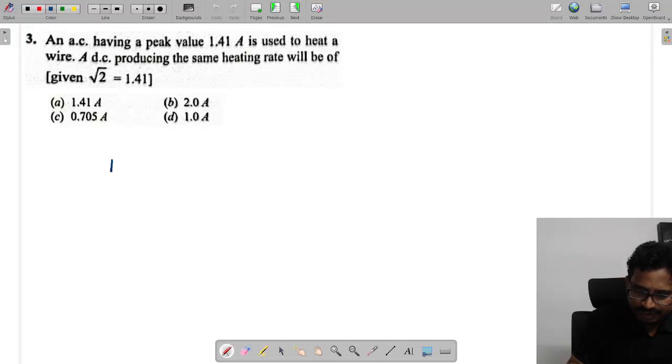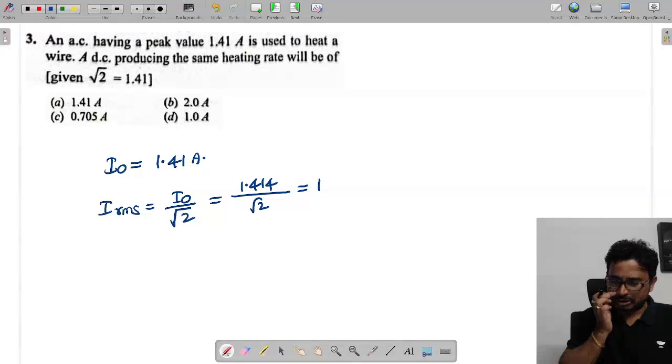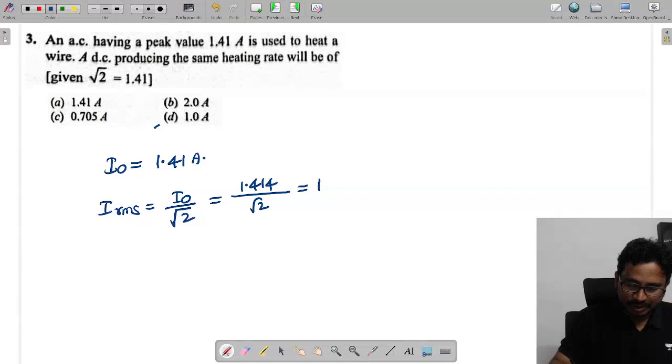Now they have given the peak value of AC, which is 1.414 amperes. And what is the RMS value? That is I naught by root 2. So 1.414 by root 2, which is equal to how much? Simplify, this is also root 2 only. So option D.